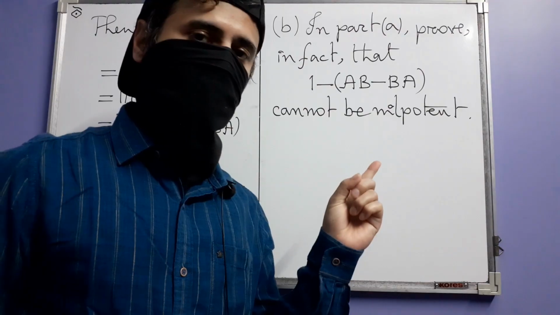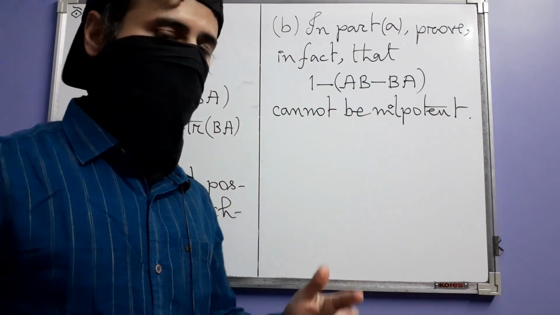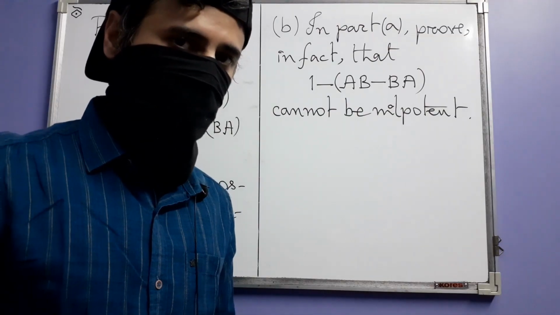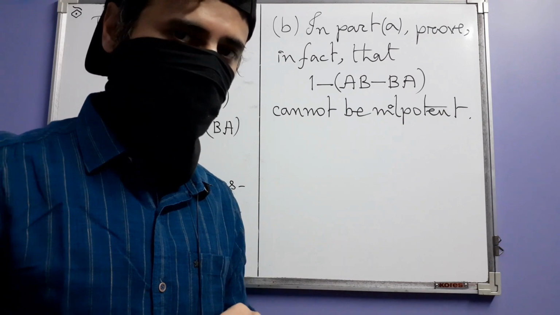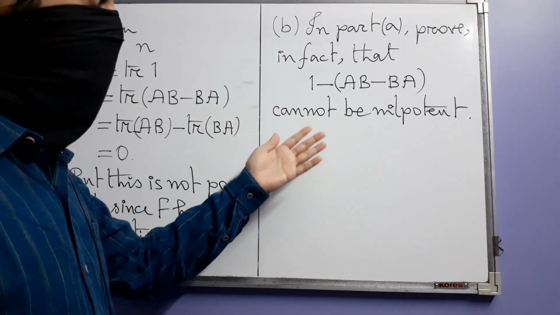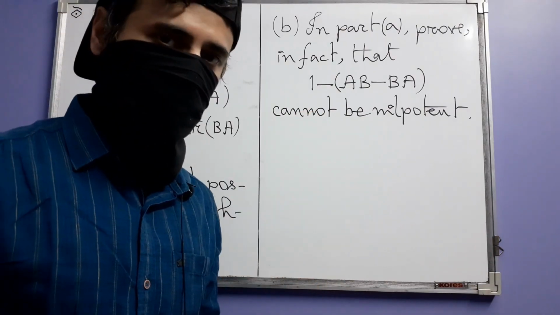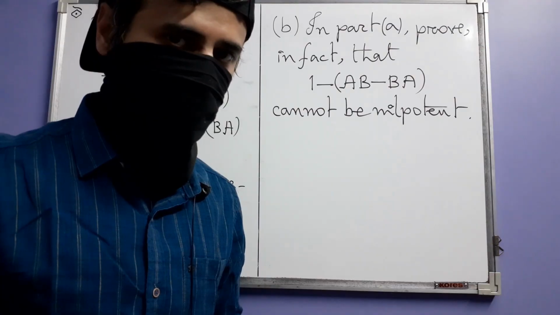Next we have part B. In part A, we proved that AB minus BA cannot be equal to 1. In other words, 1 minus AB minus BA cannot be the 0 matrix. Here, more generally, we have to prove that not just the 0 matrix, but it actually cannot even be nilpotent.